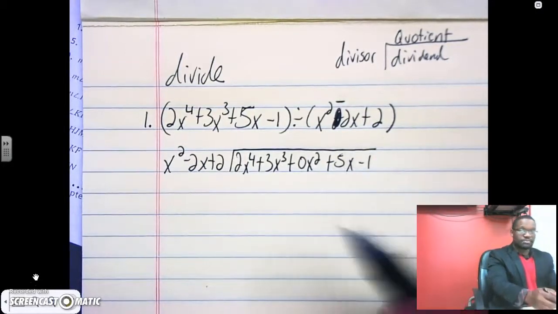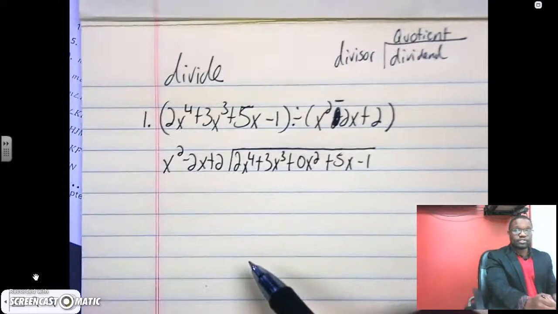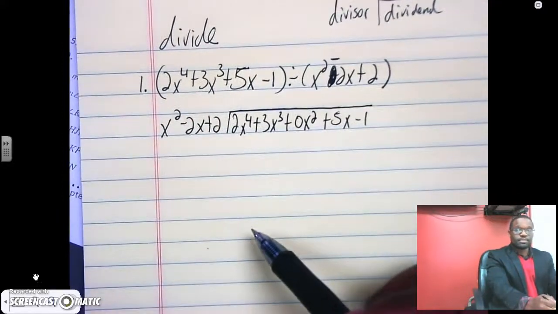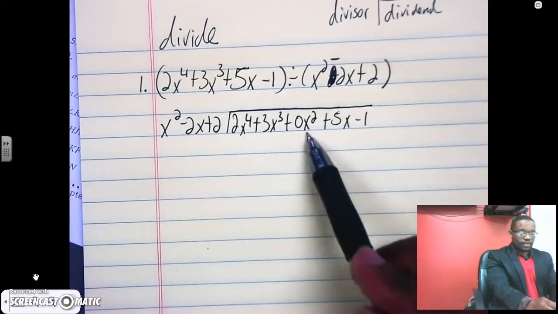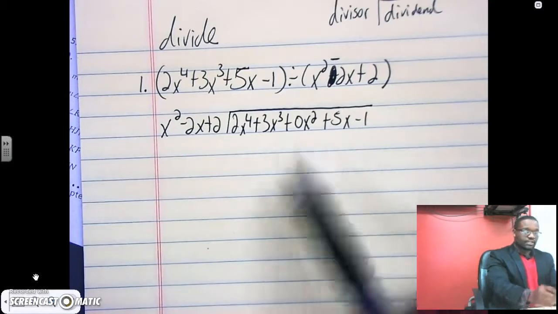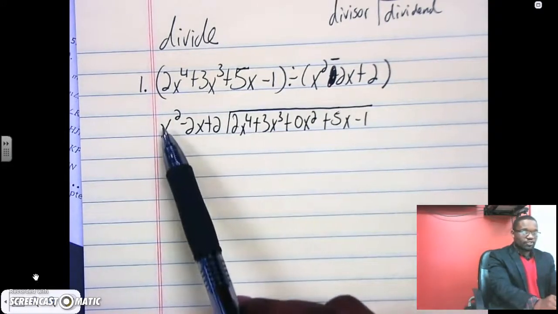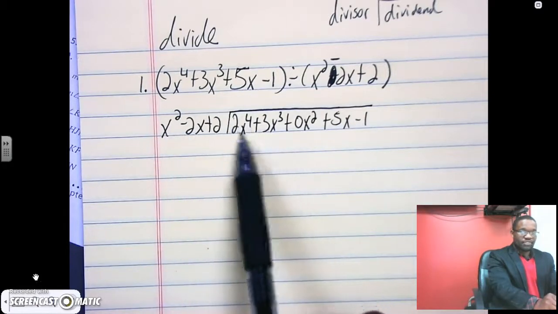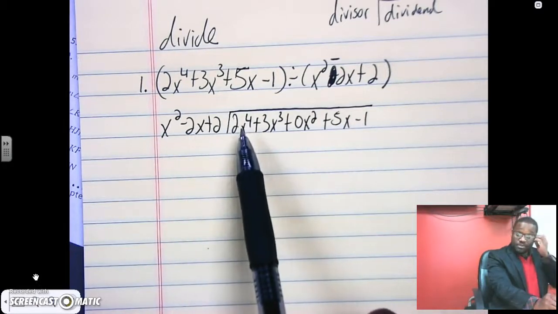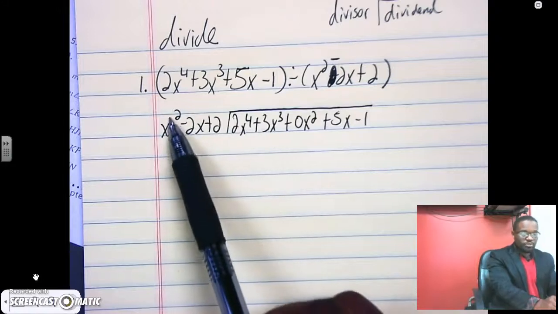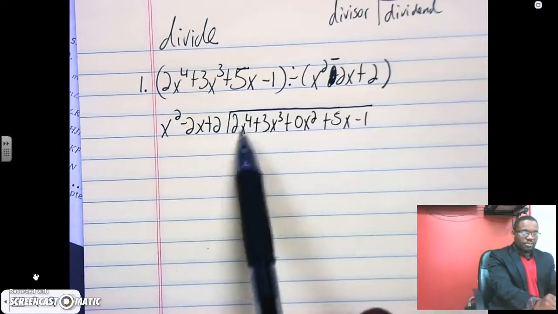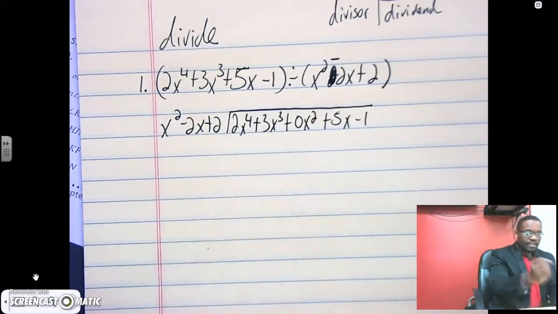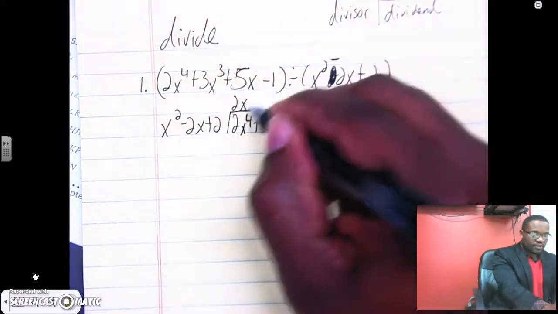Now that's what step 7 is telling you in those instructions that you just wrote down. Step 7 is telling you to do that right there. Now, here's the process. I take my first term in my divisor and I try to make it be my first term in my dividend by multiplication. And so the question is, what do I multiply x squared by to make it be a 2x to the fourth power? And the answer is 2x squared.